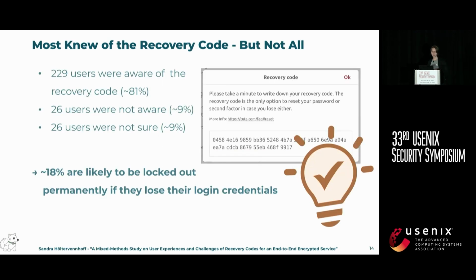Our next question was directly asking for the recovery code. And when we showed them the code and asked them, do you know about the code? About 81% of our users were aware that such a recovery code existed. But 9% were not aware, and another 9% were not sure about it. And again, I think these are quite critical numbers. About 18% of the participants would be locked out permanently in case they lose their primary login credentials.